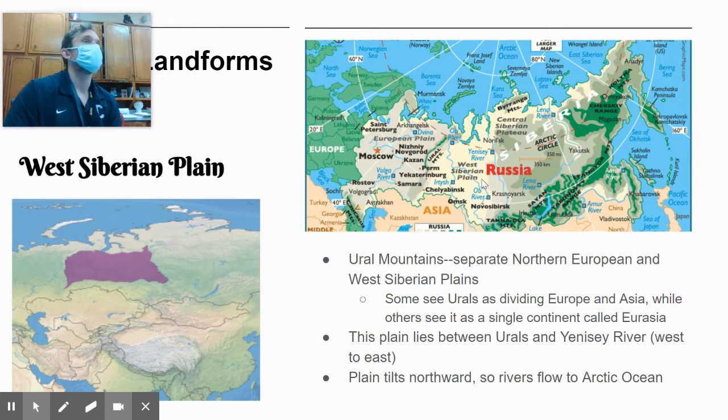all the way to the Yenisei River, which is in this area here, one of the longer rivers in the area. So it's just in kind of this area right here. And the West Siberian plain kind of tilts northward so that rivers are flowing toward the Arctic Ocean, which will create deltas towards the Arctic Ocean.